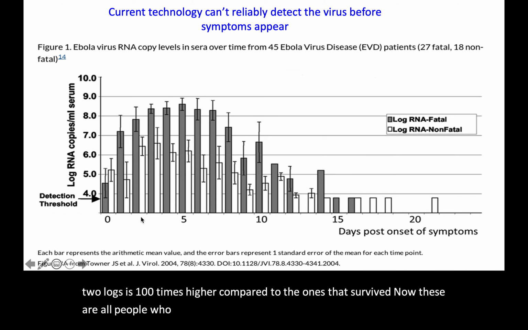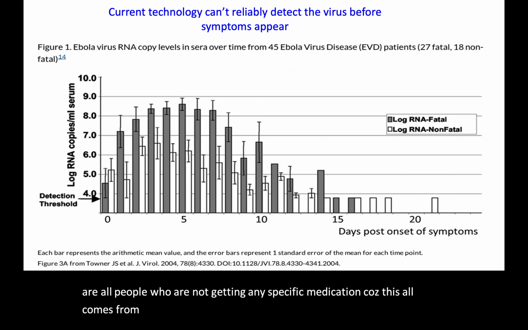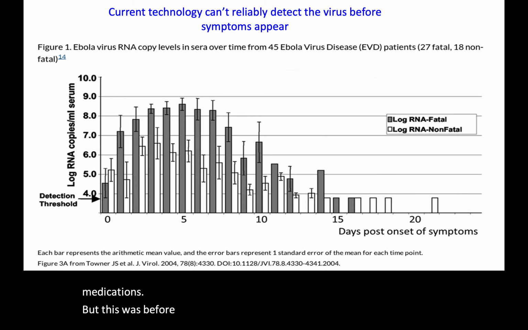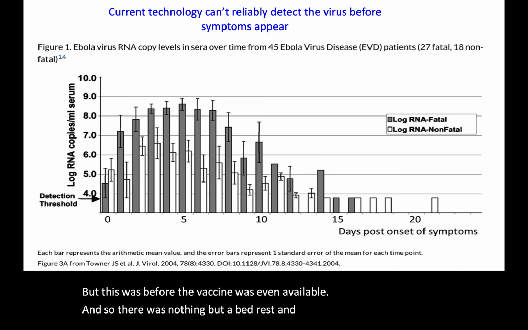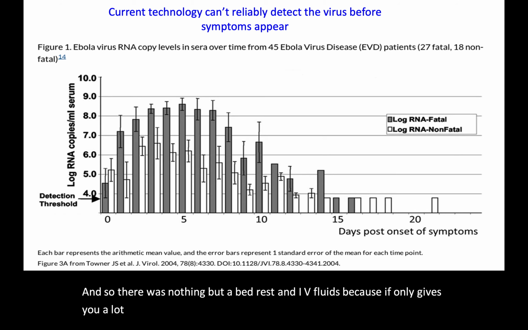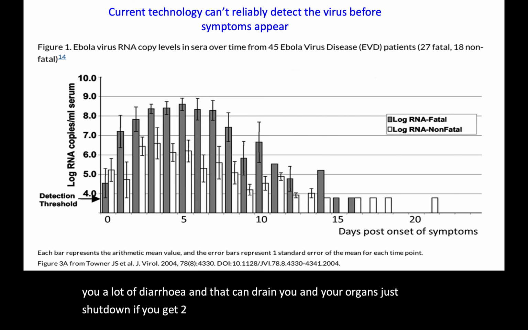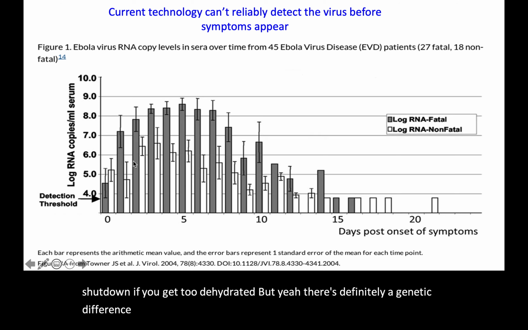Now, these are all people who are not getting any specific medication, because this all comes from before the medications. Well, actually, there still are no medications, but this was before the vaccine was even available. And so there was nothing but bed rest and IV fluids because Ebola gives you a lot of diarrhea, and that can drain you, and your organs will just shut down if you get too dehydrated. But yeah, there's definitely a genetic difference that led some people to control the virus without drugs and other people to not control the virus.